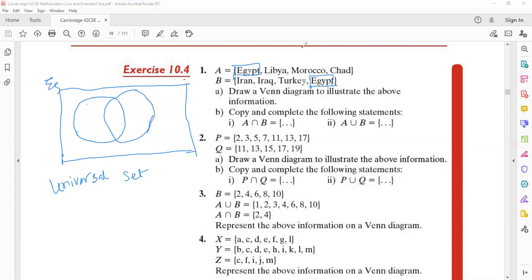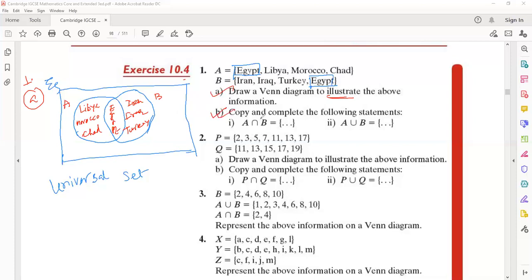Next, you have to take the elements and cover the diagram with them. Suppose the first one is Egypt, so I'm just writing Egypt. This is my set A, and this is my set B. So Egypt is already covered. Libya, Morocco, and Chad are covered, and this one is covered with Iran, Iraq, Turkey, and Egypt. Like this, you draw a Venn diagram to illustrate the above information. Now part A of problem one is already illustrated. Now we have to think about part B.